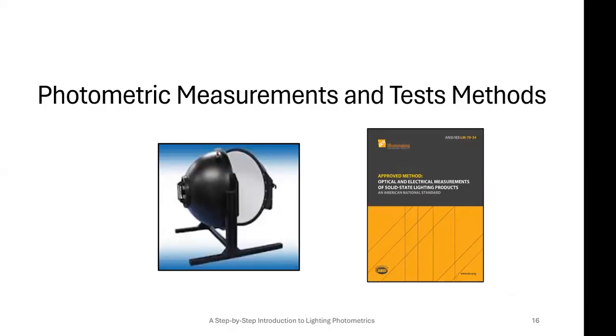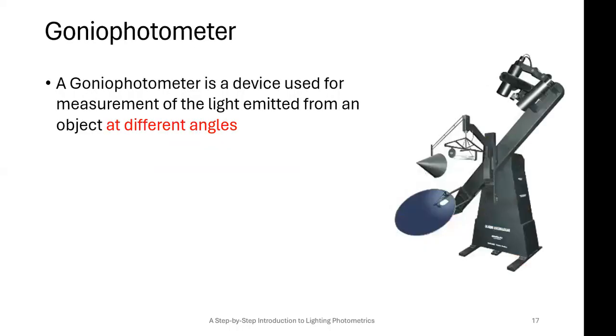Okay, now we're going to go into photometric measurements and test methods. So there are three instruments that we're going to focus on. The first one is what we call a goniophotometer. It is a device used for the measurement of the light emitted from an object at different angles. Typically, it's going to be a luminaire. Could be a lamp also, but we put luminaires on these, and this is a device where you put it on one end and you spin it, and we'll demonstrate that.